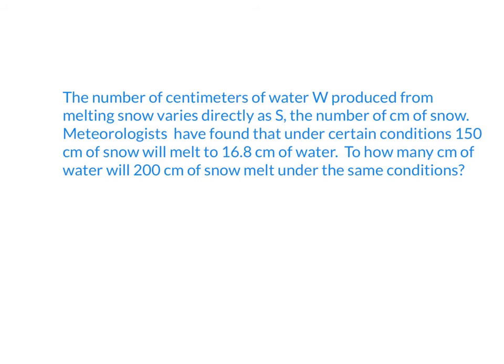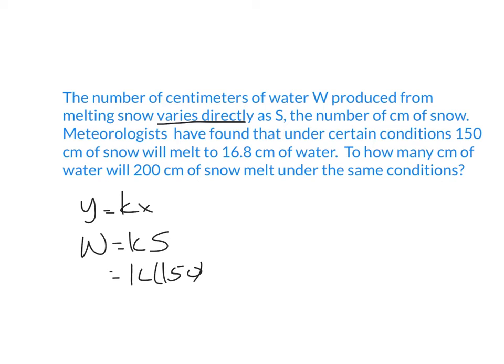Okay, last example here. The number of centimeters of water produced from melting snow varies directly as the number of centimeters of snow. Because it varies directly, we're using y equals kx. Water varies directly as snow. Meteorologists have found that under certain conditions, 150 centimeters of snow melts to 16.8 centimeters of water. To how many centimeters of water will 200 centimeters of snow melt?